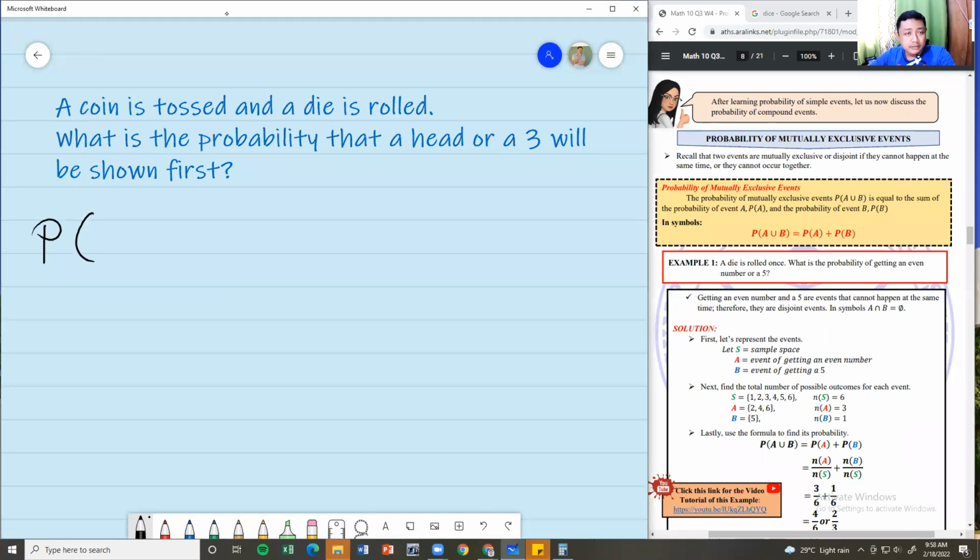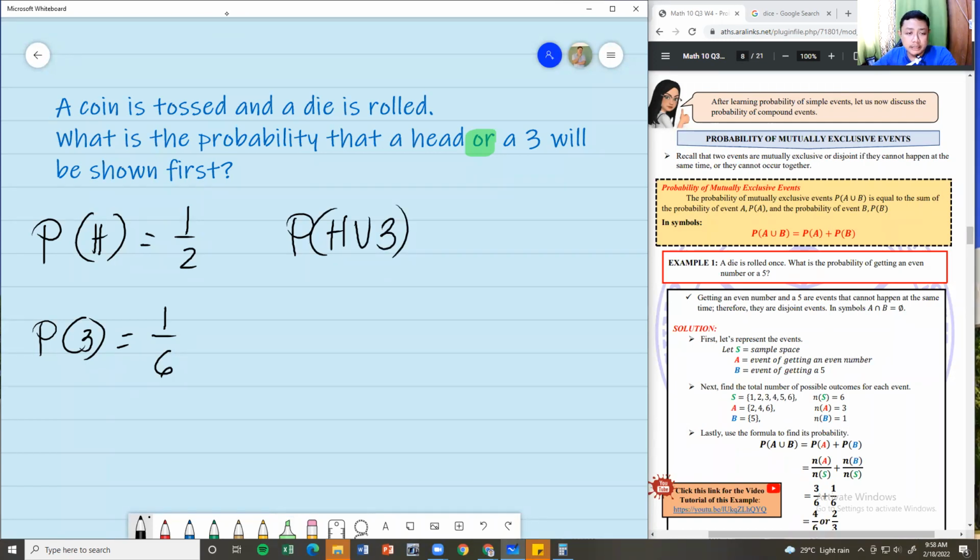So, we have the probability of a head and the probability of a 3 from the die. What's the probability of getting a head? When you toss a coin, that's 1/2. What's the probability of getting a 3? When you roll a die, that's 1/6. Okay? Now, you are talking about the or. Which one is more likely to come out, the head or the 3? From there, we will already solve the probability. So the union of the head and the 3, you can actually use the symbols for the probability of A or B for the event A or event B, whichever you want. So the union of the head and the 3 will be equal to 1/2 plus 1/6.